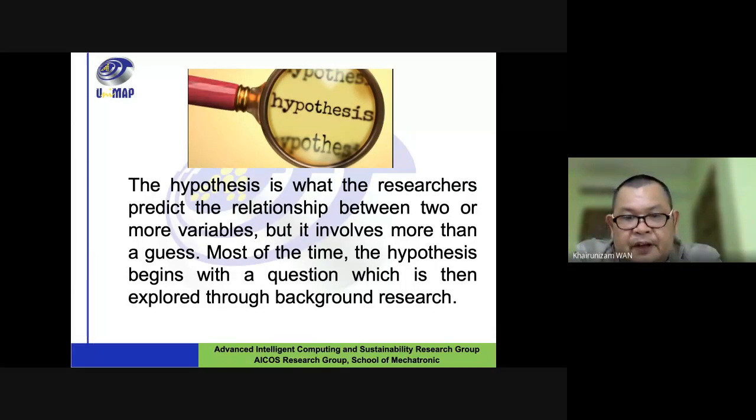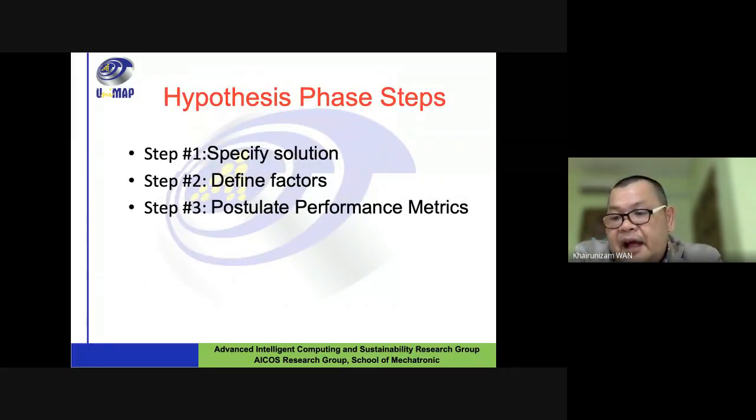The hypothesis begins after you finish the analysis phase. It means that after you identify the problems and design the research objective, the next is the research hypothesis. I can summarize that the hypothesis phase has three steps. First is specify solutions, and then you have to define factors and postulate a performance metric.